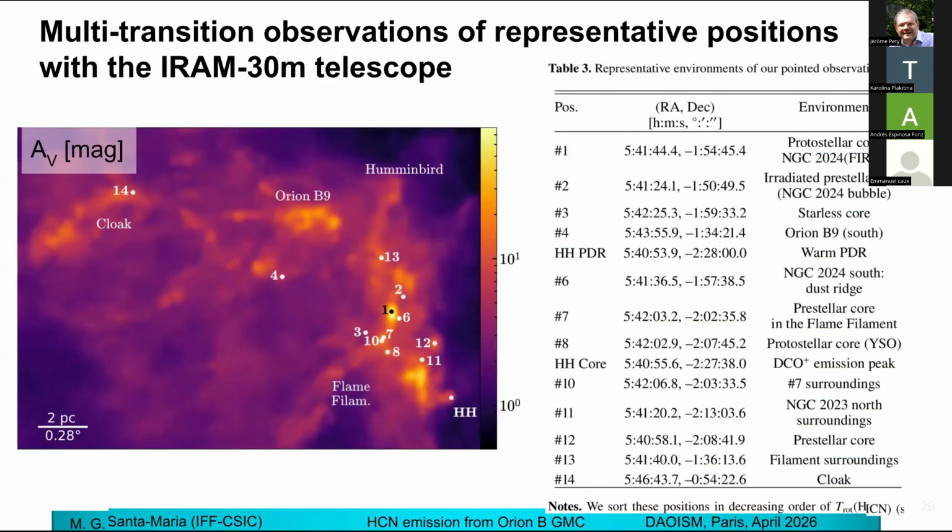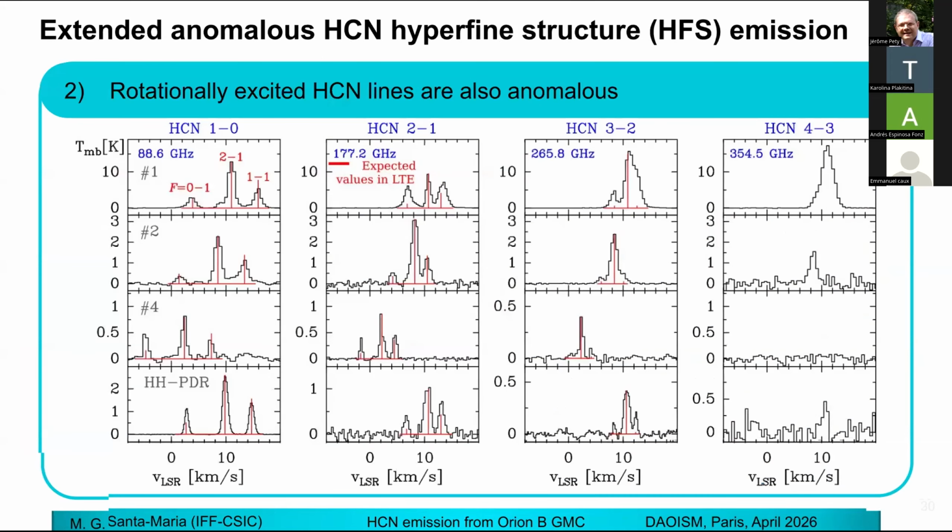As I said, we carried out a multi-frequency survey towards multiple points in the region. There are different kinds of environments. And what we found is that the anomalous ratios are not only for the 1 to 0, but for the 2 to 1 and the 3 to 2.